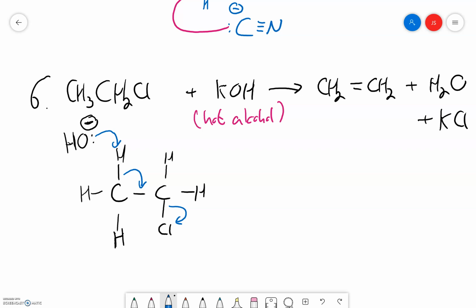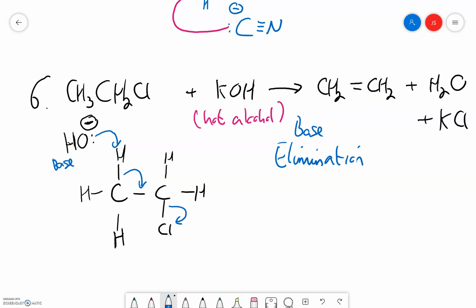And so this hydroxide here is taking a proton, so is acting as a base. And then the electrons in this carbon-hydrogen bond form the carbon-carbon double bond, and the carbon-chlorine bond breaks there to leave a chloride ion which will bond with the potassium ion and make potassium chloride. So this mechanism is elimination, or sometimes called base elimination due to the role of the hydroxide ion within it.